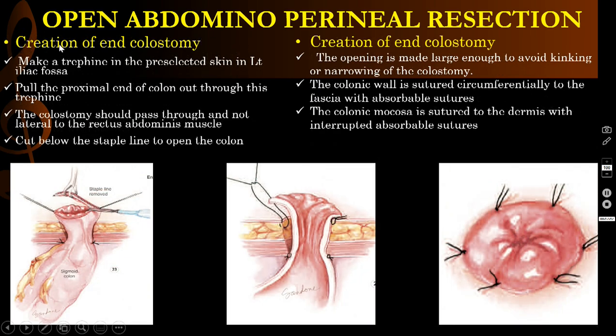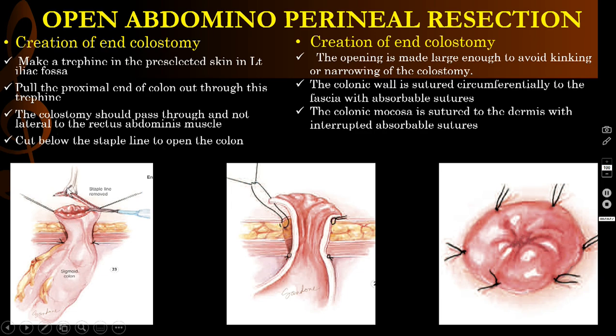The next step is the creation of end colostomy. You have to make a trephine or a hole in the pre-selected skin in the left iliac fossa. Then you have to pull the proximal end of the colon out through this trephine. The colostomy should pass through and not lateral to the rectus abdominis muscle. This is important. Cut below the staple line to open the colon.